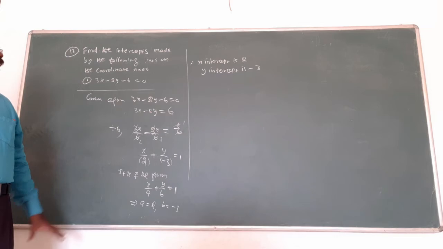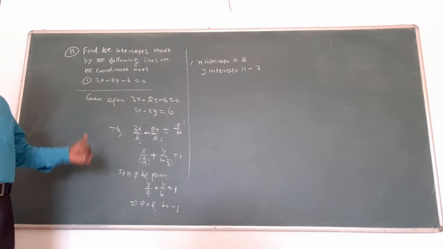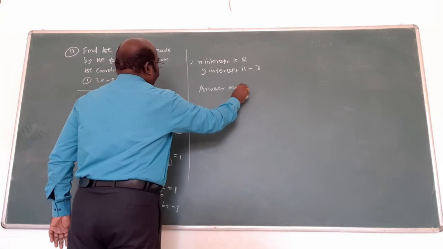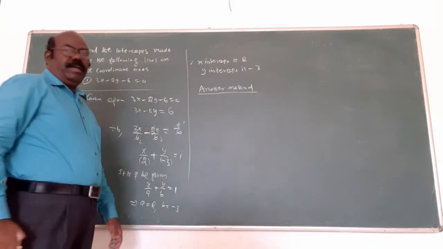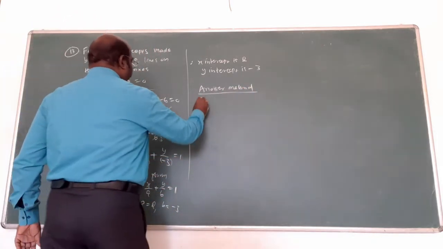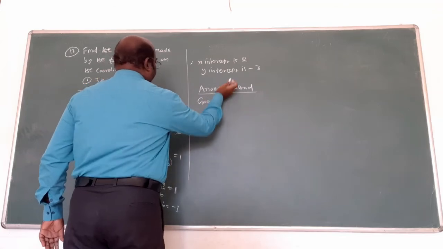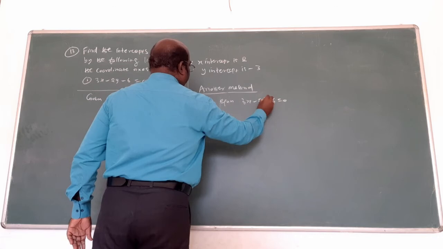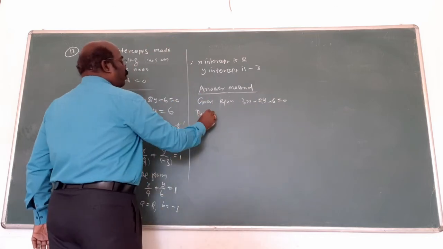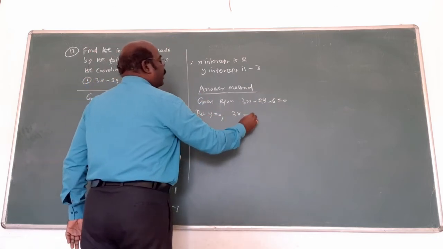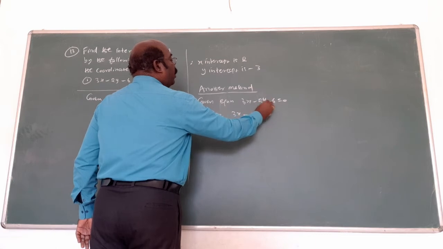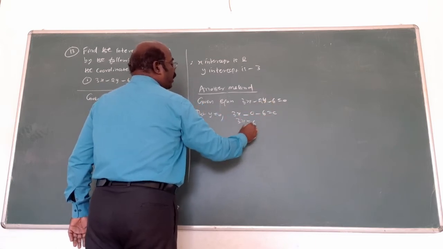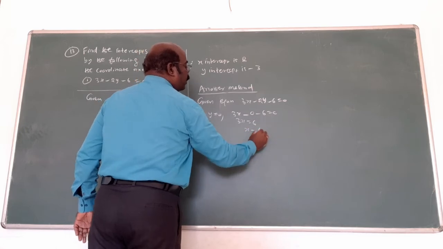This is one method. There is another method also. Given equation 3x minus 2y minus 6 equals 0. First step, put y equal to 0. What is the answer? 3x minus 2 into 0 minus 6 equals 0. So 3x equals 6, x equals 6 by 3.